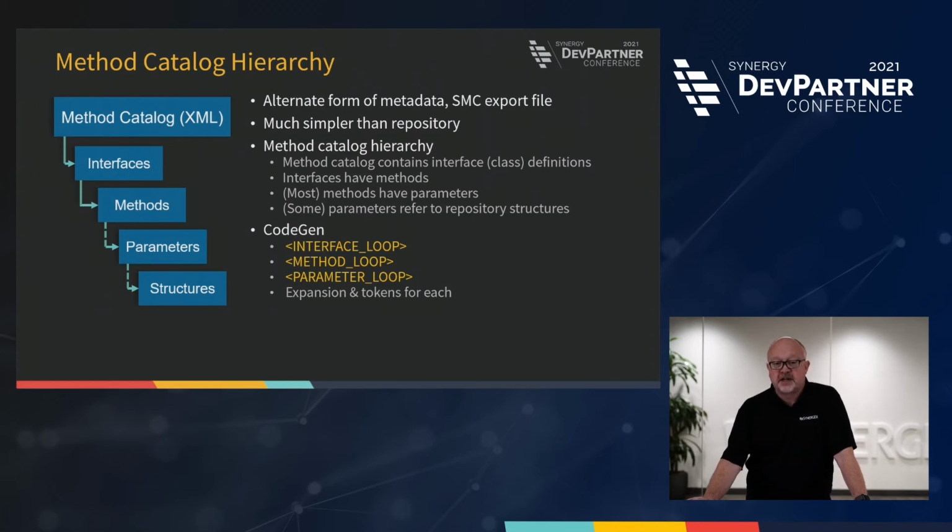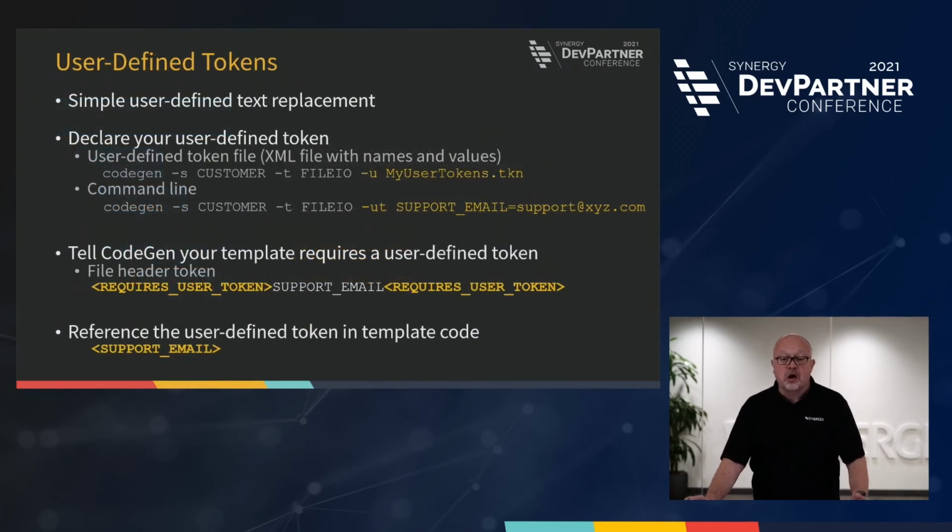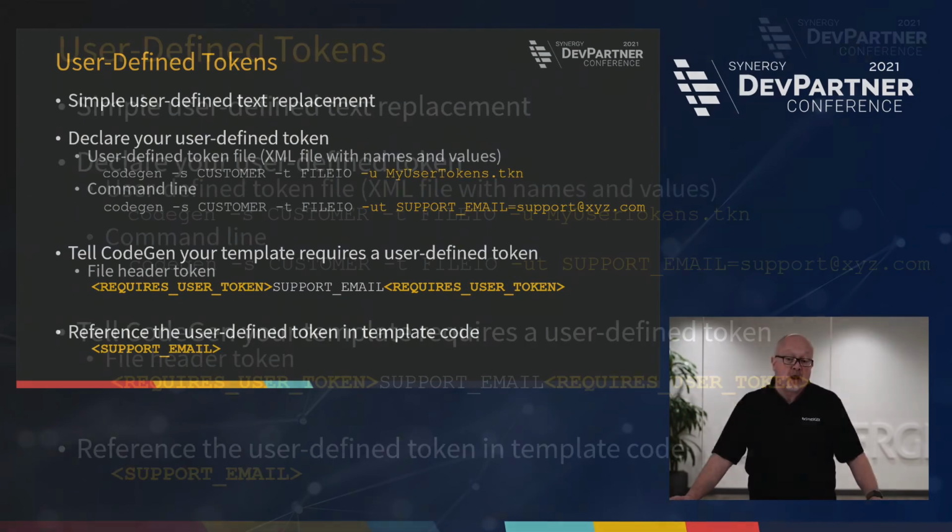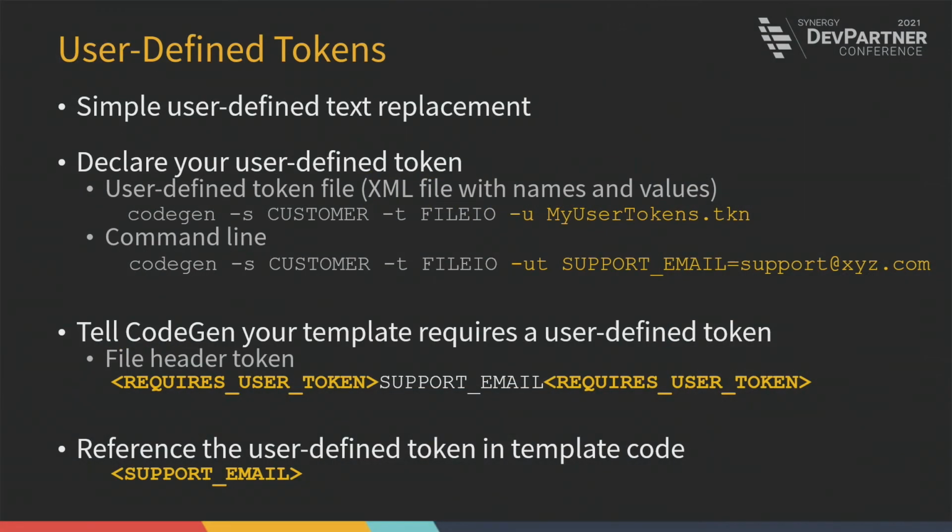Method catalogs have interfaces, have methods, and have parameters. In turn, those parameters sometimes refer to repository structures. So basically, with this support, you identify the method catalog export XML file instead of a repository structure as your data on the CodeGen command line, and that gives you access to interface loops, method loops, parameter loops, and the structures associated with any parameters if there are record-based parameters in those routines. So it's just an alternate way of defining template code based on code, not data definitions.